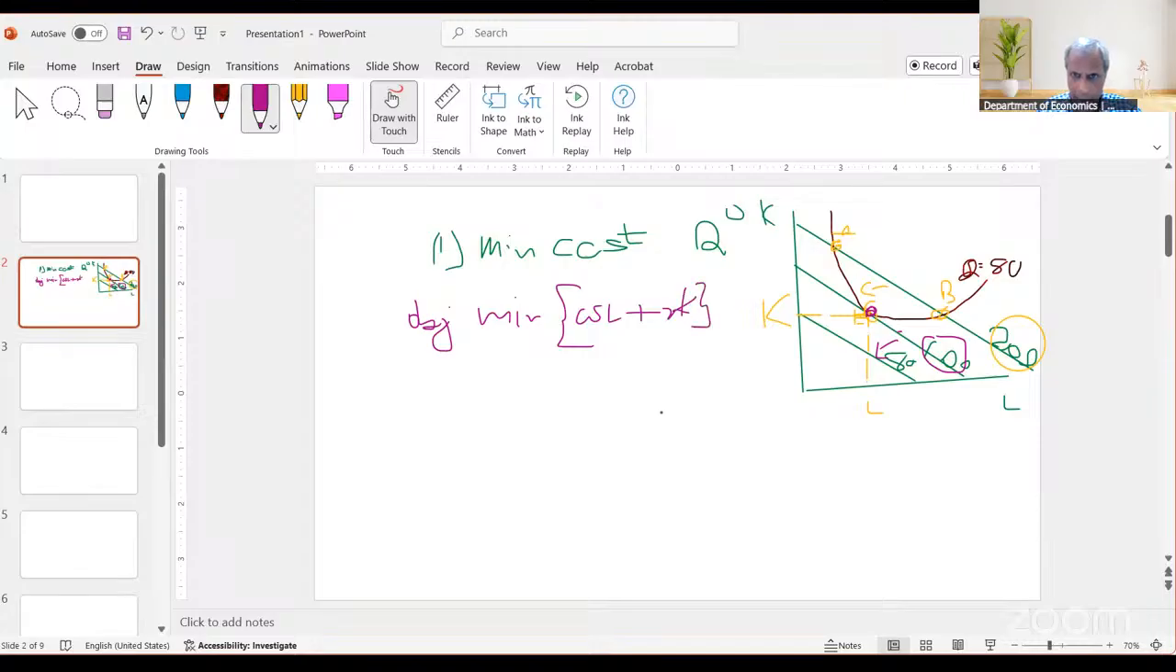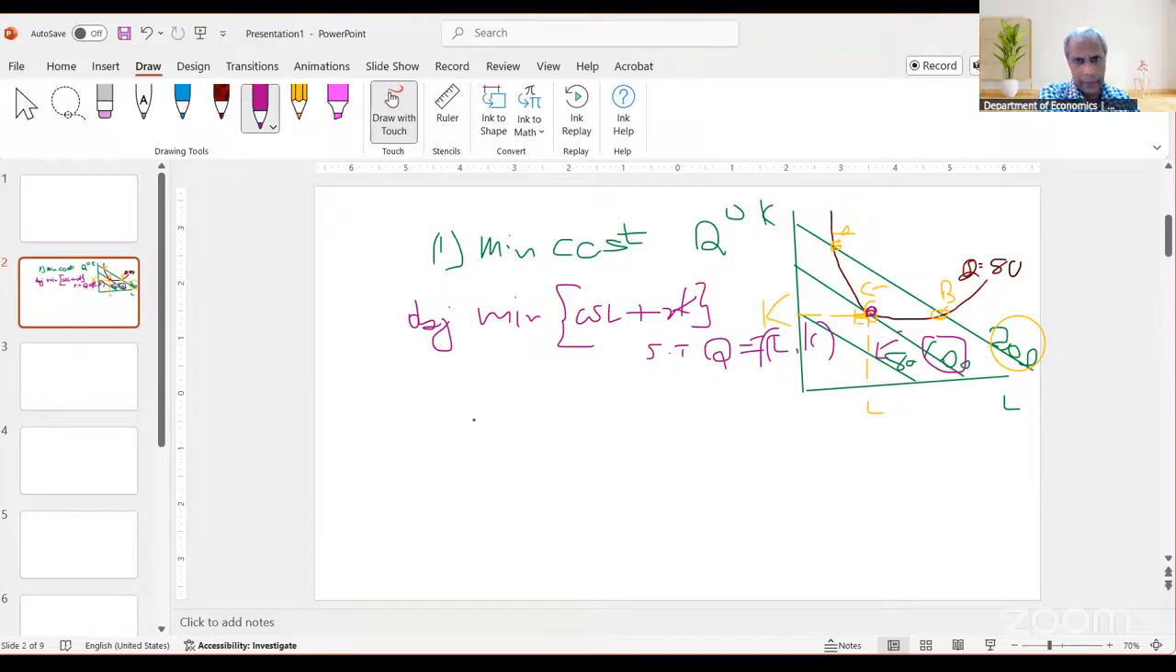So minimize cost subject to a given amount of production. Or maybe some producers do the opposite.